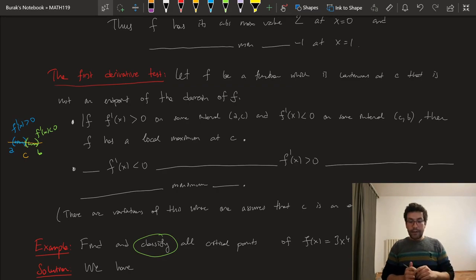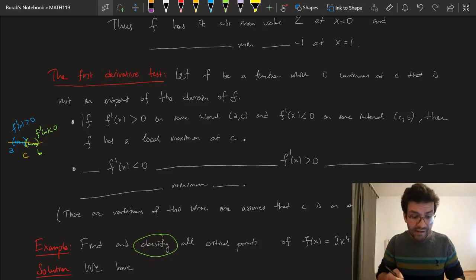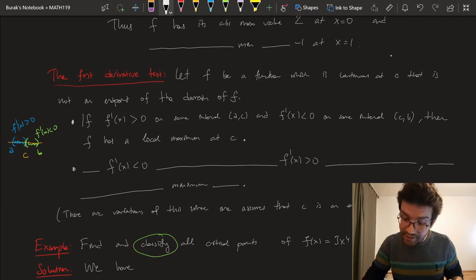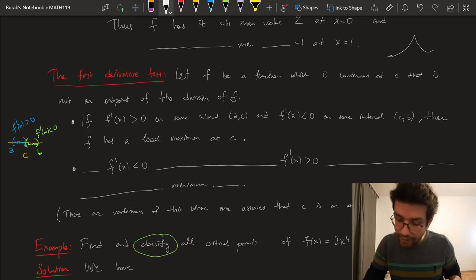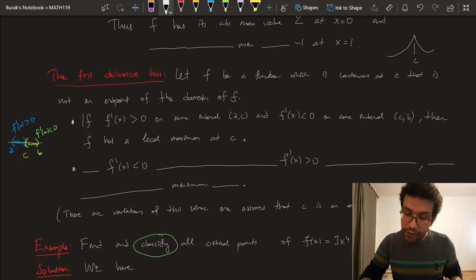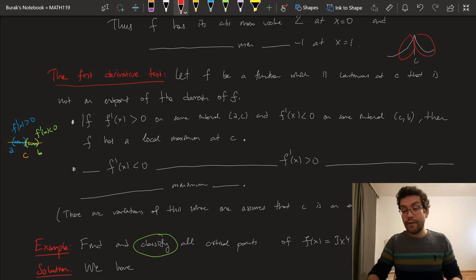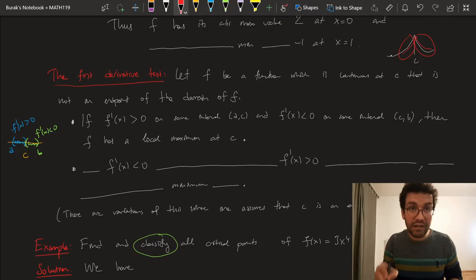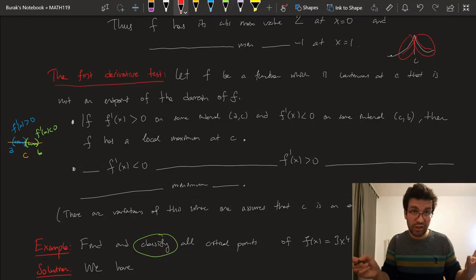Okay? And by the way, this point need not be a critical point in the statement of the first derivative test. Something like this can happen. This may be your C. So over here, the derivative is positive. Over here, the derivative is negative. And this is a continuous function. So C is the local maximum. So C need not be, as you can see, I don't make the assumption that this C is a critical point. It's just a point.